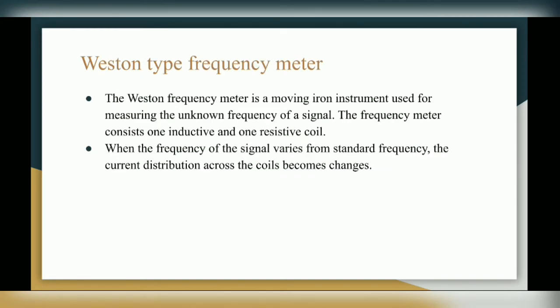Next type is Wheatstone type frequency meter. The Wheatstone frequency meter is a moving iron instrument used for measuring the unknown frequency of a signal. The frequency meter consists of one inductive and one resistive coil. When the frequency of the signal varies from standard frequency, the current distribution across the coils changes.